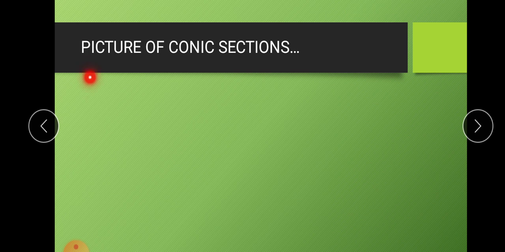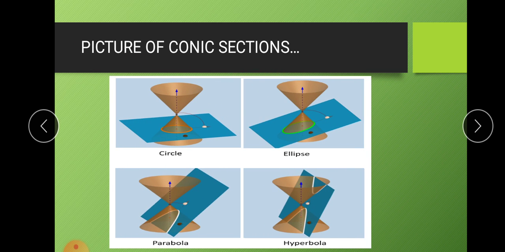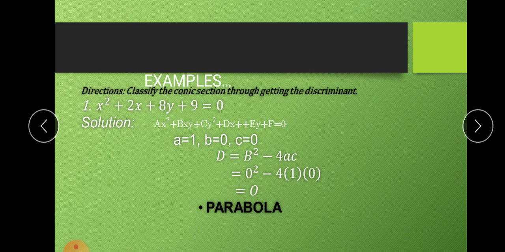So now, we must know the picture of each conic section. This is the picture of the conic section circle, this is the picture of the conic section ellipse, this is the picture of the conic section parabola, and this is the picture of the hyperbola. Next, examples. So we have the directions: classify the conic section by getting the discriminant. So now, example number 1.